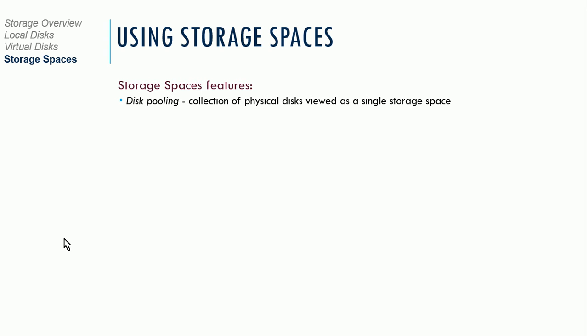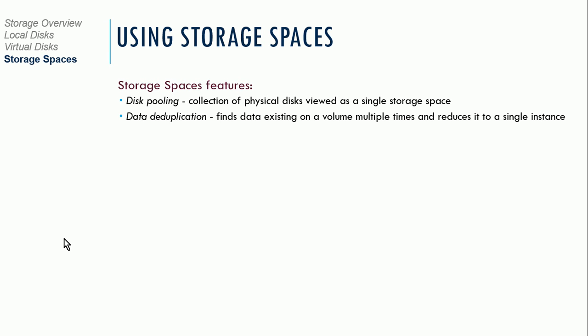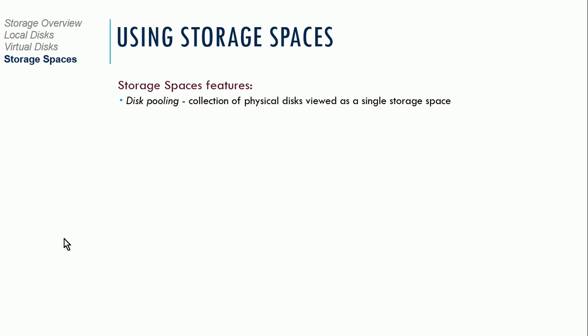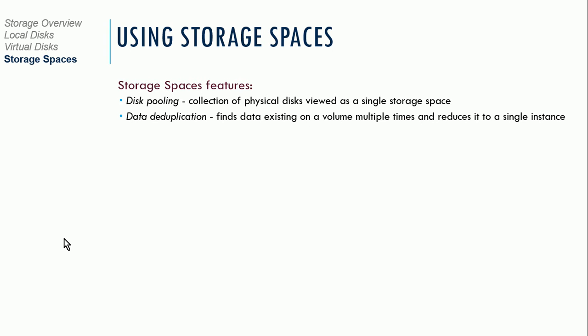So some of the features. Disk pooling is a collection of physical disks viewed as a single storage space. So first, you create a pool of disks, and you sort of define, okay, here are all the different disks that I have available, in this giant pool. And then within that pool, you can have data deduplication, which finds data existing on a volume multiple times and reduces it to a single instance.